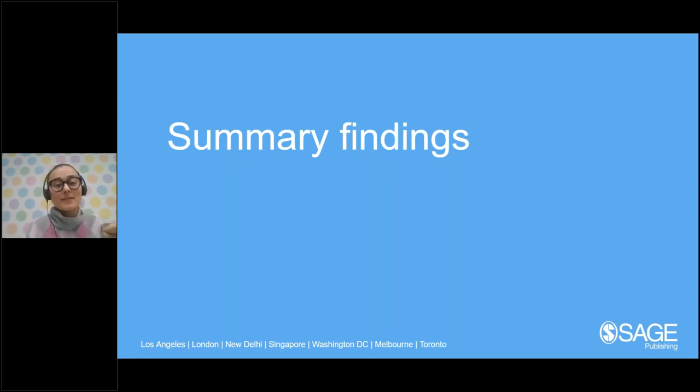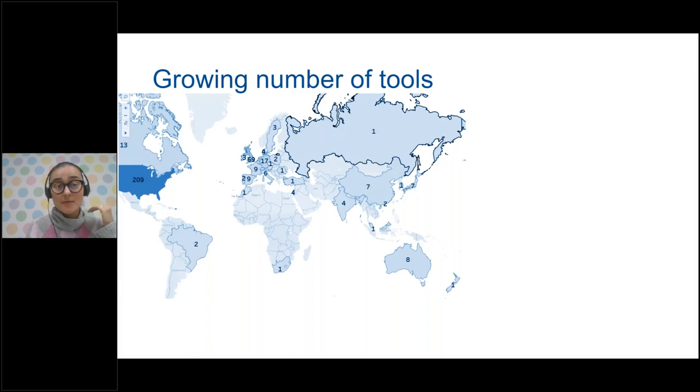And if you haven't had a look at the white paper, I definitely recommend you to, because I'll be very brief here. We've seen a growing number of tools, and at least in the sample that we have, half of them are coming from the United States. A good number is from the UK, but there are also other countries that are producing tools that you wouldn't necessarily think about. And we are hoping to find even more from around the world, and specifically when looking at social science research done in other languages.